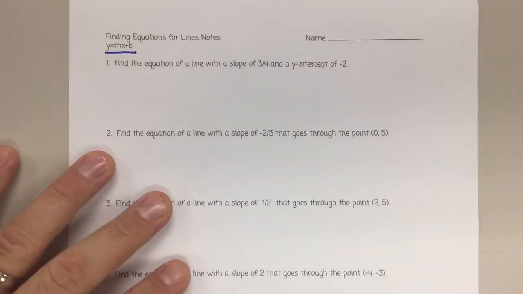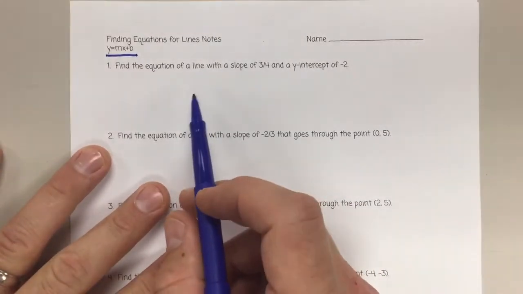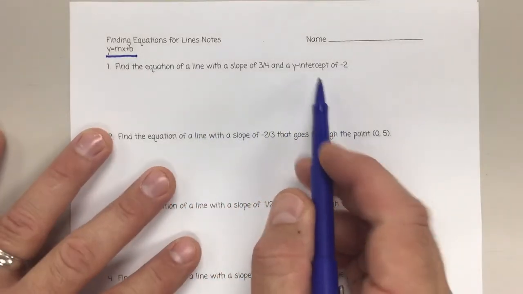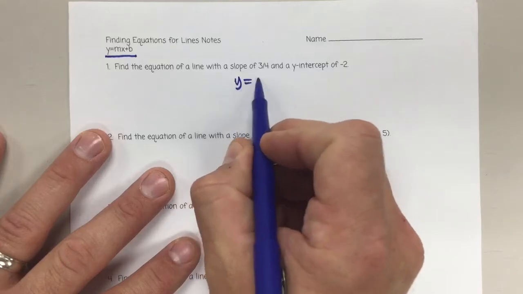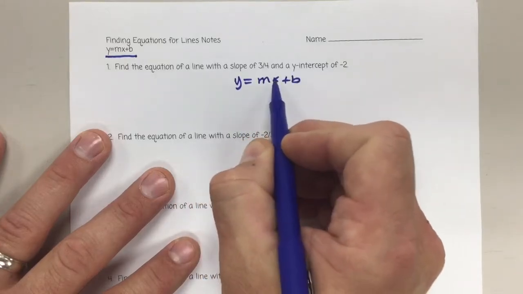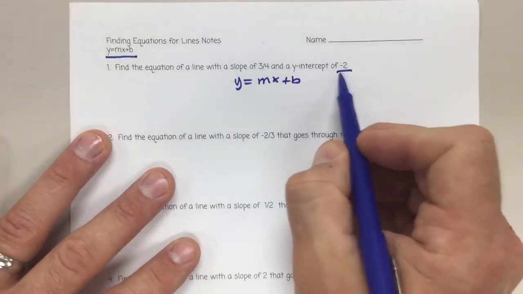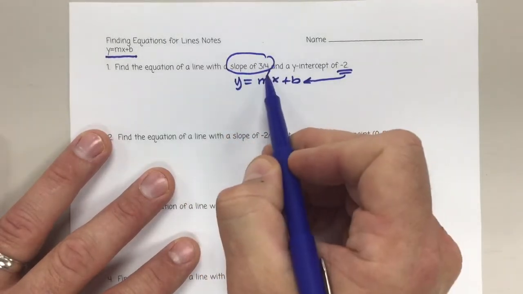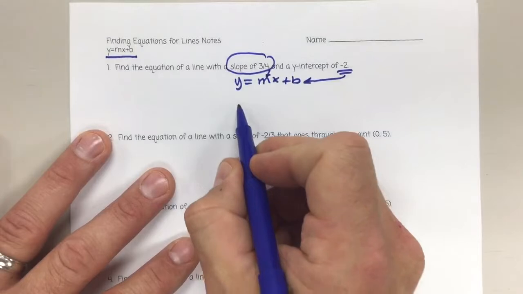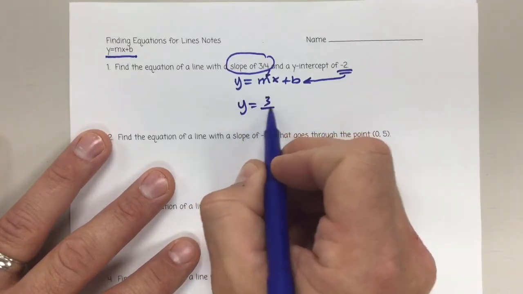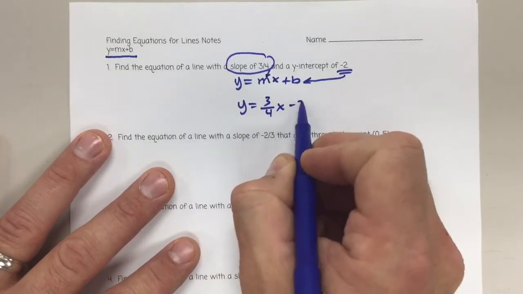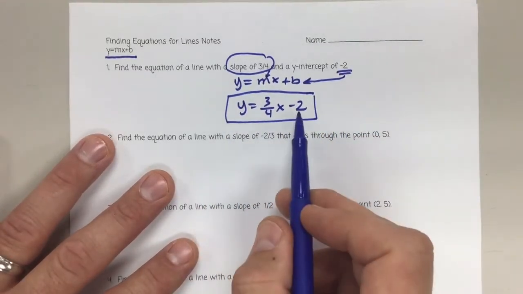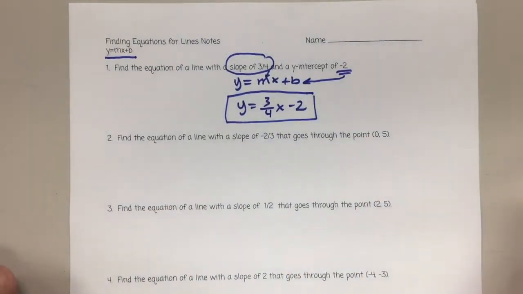So for question 1, it says find the equation of a line with a slope of 3/4 and a y-intercept of -2. And I want you to write it in this format. So the y-intercept, that's the b, and the slope, that's the m. So this equation becomes y equals 3/4 x minus 2. Very easy just to insert the y-intercept and the slope into the equation.